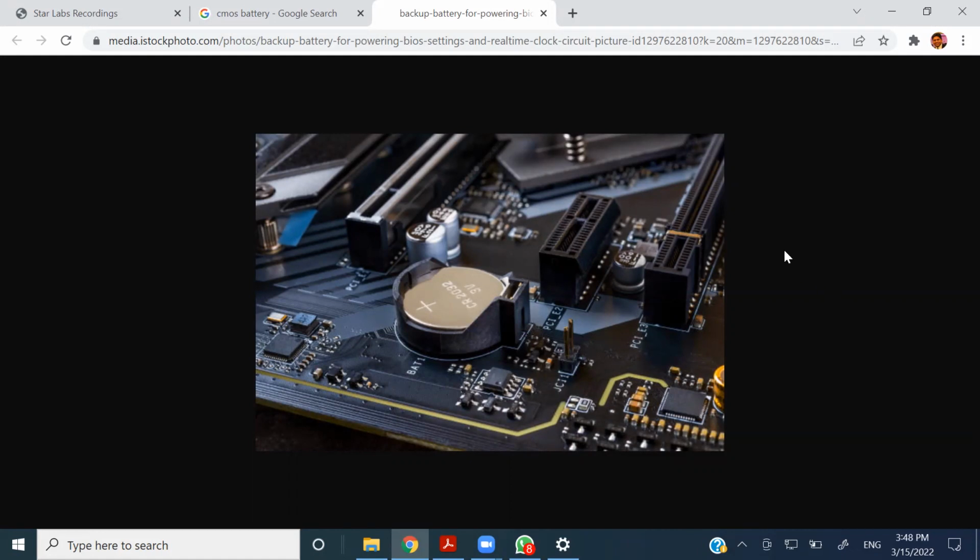Right? So if this battery dies, that means it's not going to provide current to the ROMs. So the things that we have stored on the ROM will be erased. So we have to reset it, or provide those details again and again when the computer is booting up.